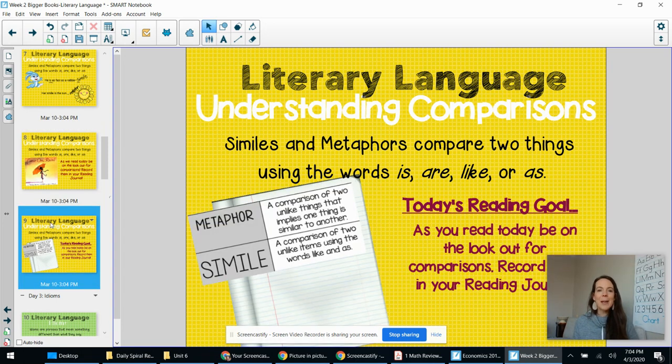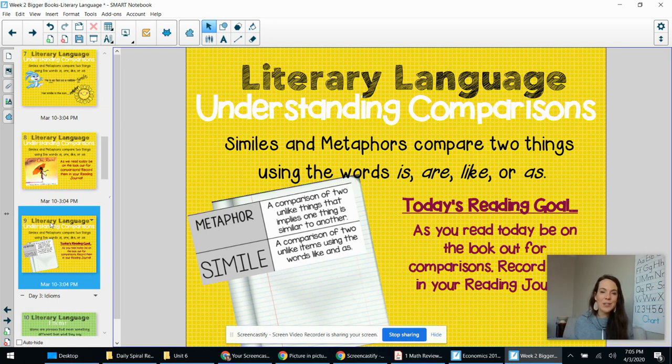So on your page, and you can go ahead and pause the video right now, in your notebook, you're going to want to write metaphor, and underneath there, you're going to write a comparison of two unlike things that implies one thing is similar to another. On another page, so if this is metaphor, you could either do it on the back of the page before, or you could flip it over to the page that's behind it. But you are going to want to put those on two separate pages.